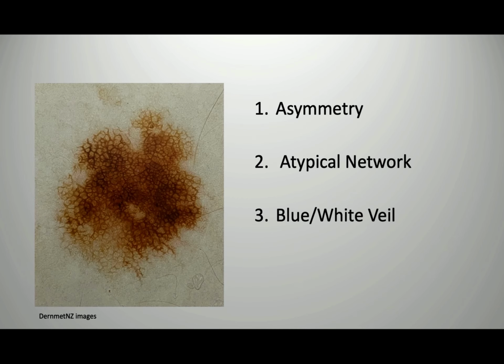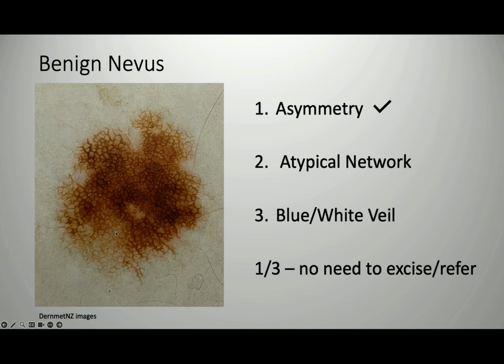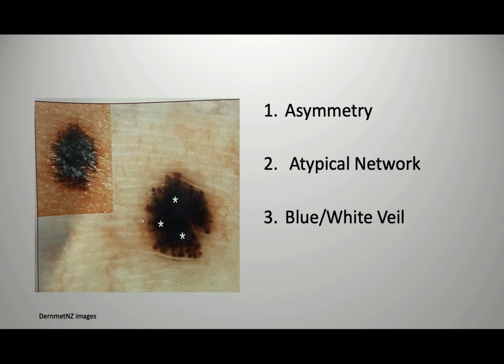So again, same thing, there's asymmetry on this one, but the network looks pretty okay. And again, these areas are probably eccrine gland openings, and that's why you see those there. There's no blue-white veil, so 1 out of 3, no need to excise, benign nevus. Let's take a look at this one. It does look fairly symmetric, right?